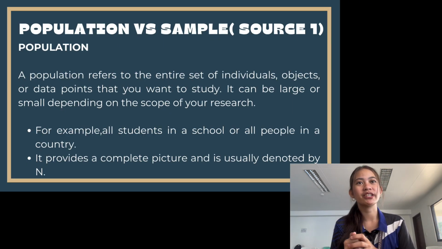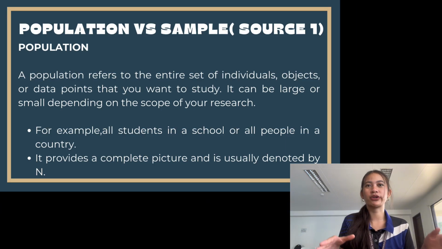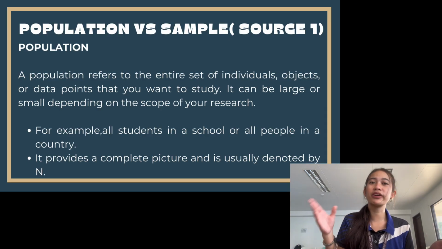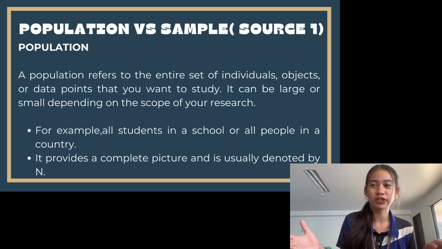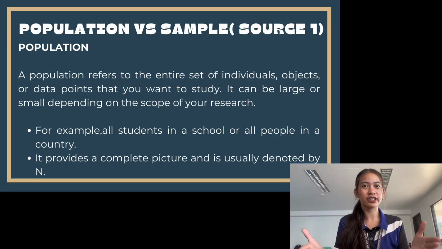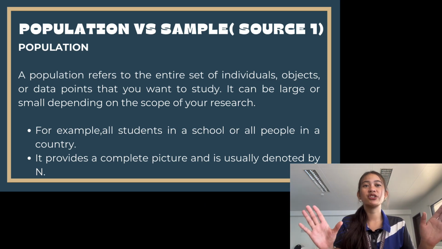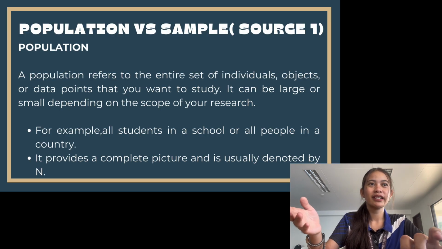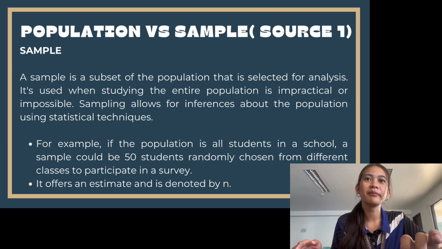A population refers to an entire set of individuals or objects or data points that you want to study. It can be large or small depending on the scope of your research. For example, all students in a school or all people in a country. That's a population. It provides a complete picture and is usually denoted by the big N.